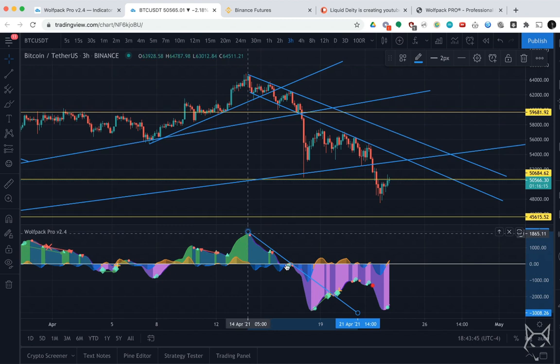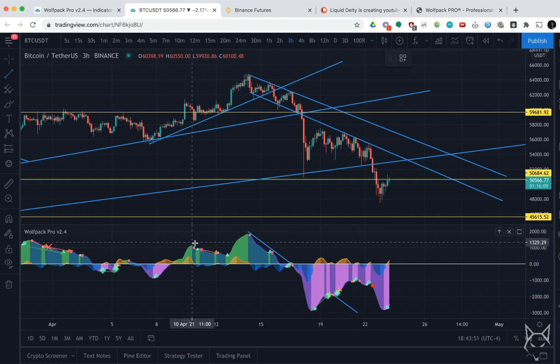So we have our first momentum resistance here, right? We have a second one that's a little bit more long term here.